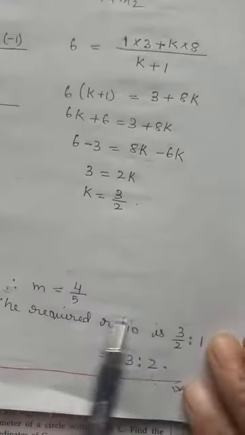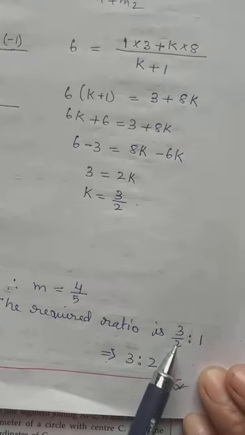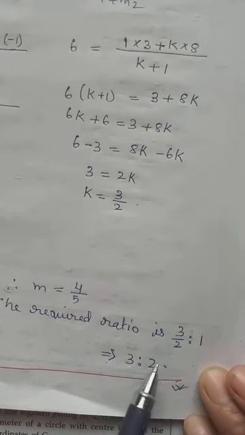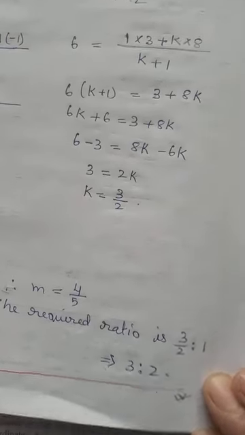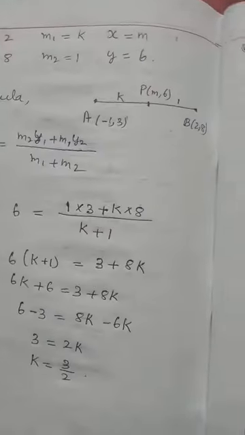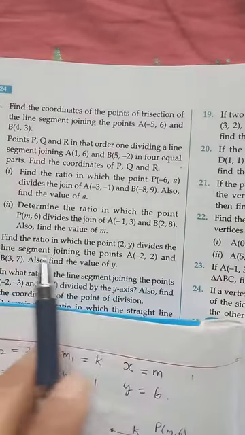And the ratio will be 3 into 2. So this 2 we cross multiply to this side. We get 3 is to 2. The value of m is 4 by 5. The required ratio is 3 is to 2. Then move on to the next.